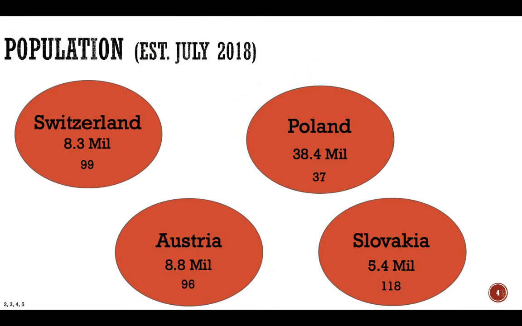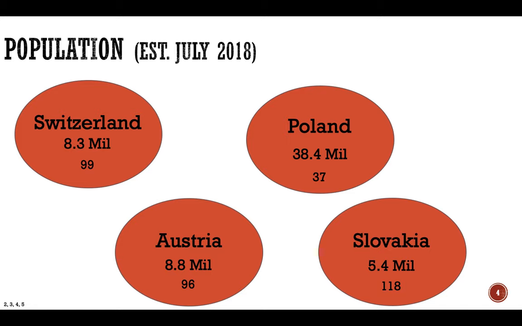Next, we're going to talk about the population. Each circle lists the country's name, then the population total, followed by the country's comparison to the rest of the world for its population. So Switzerland has a population total of 8.3 million, and it's ranked 99th in world standings based on its population compared to other countries. As you can see, Poland, which once again had the most landscape, has the biggest population by far within these countries, with 38.4 million. The other countries are fairly small in comparison.